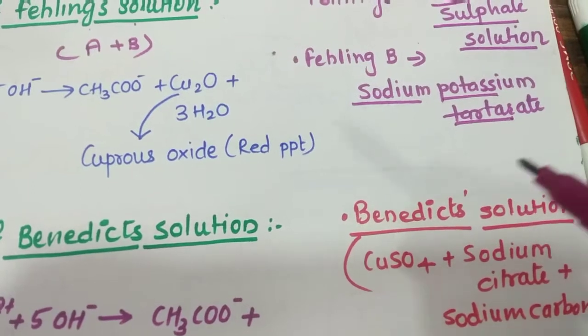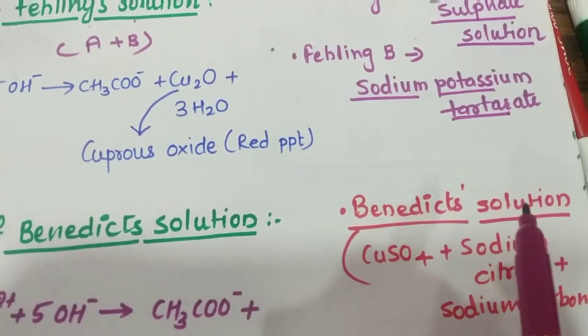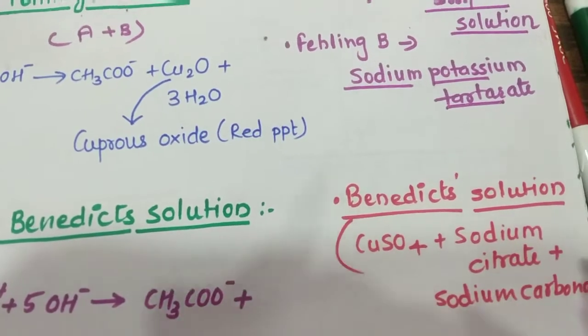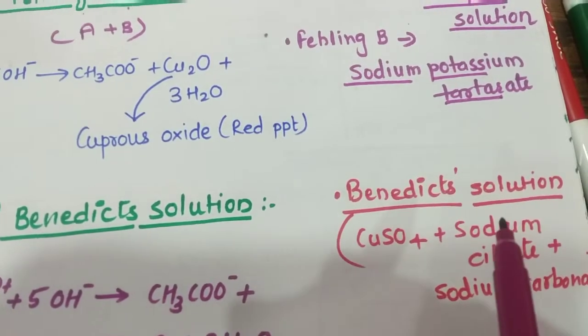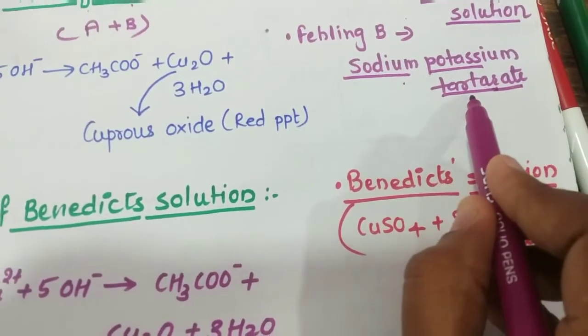If we look at it another way, when Rochelle's salt is dissolved in sodium hydroxide, it forms a product known as sodium potassium tartarate.